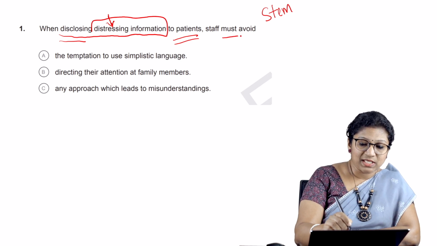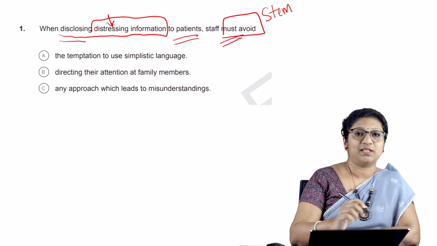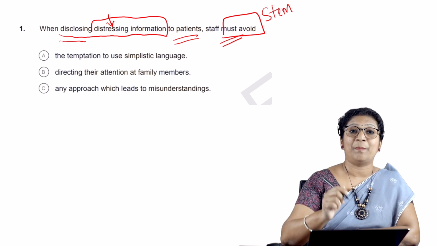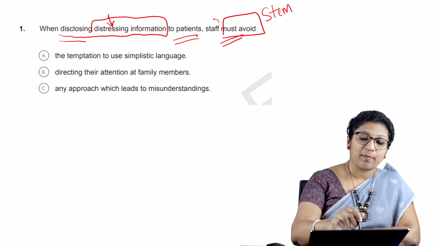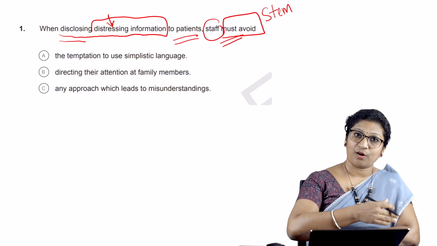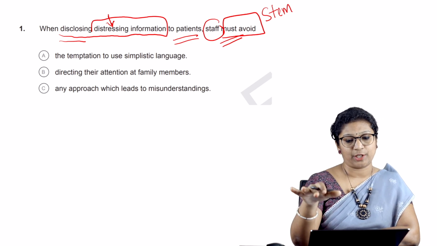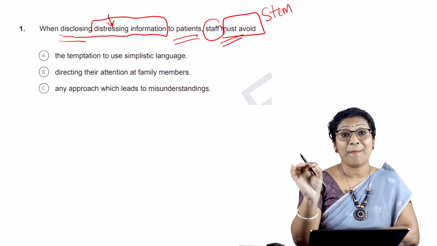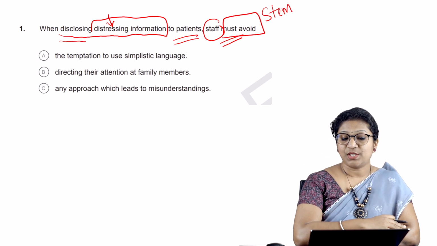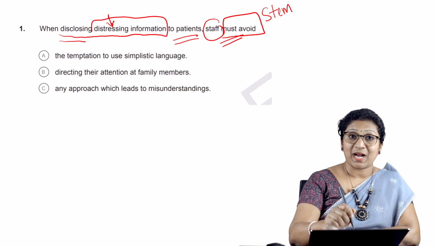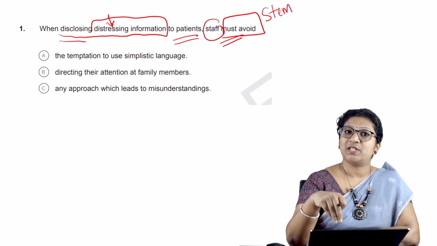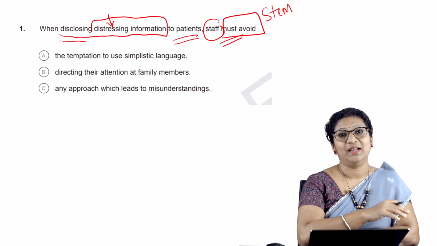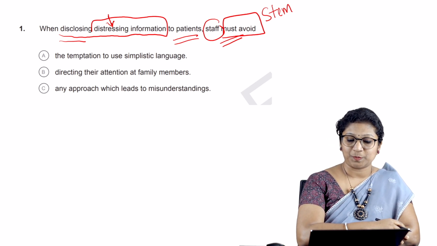Staff must avoid. Must means it is not optional. This is something they have to abide by. We're talking about the staff, so the doctor, the nurse, or the healthcare practitioner will have to strictly adhere to it. So must is a key word there, because there might be other options given in the extract, but we focus only on that part which is mandatory for a healthcare practitioner to follow.